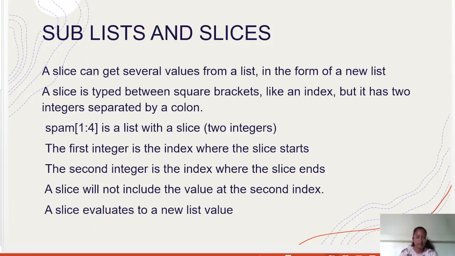Sublists and slices. A slice can get several values from a list in the form of a new list. A slice is typed between square brackets like an index, but it has two integers separated by a colon. For example, spam[1:4] is a list with a slice. The first integer is the index where the slice starts. The second integer is the index where the slice ends. A slice will not include the value at the second index. A slice evaluates to a new list value.